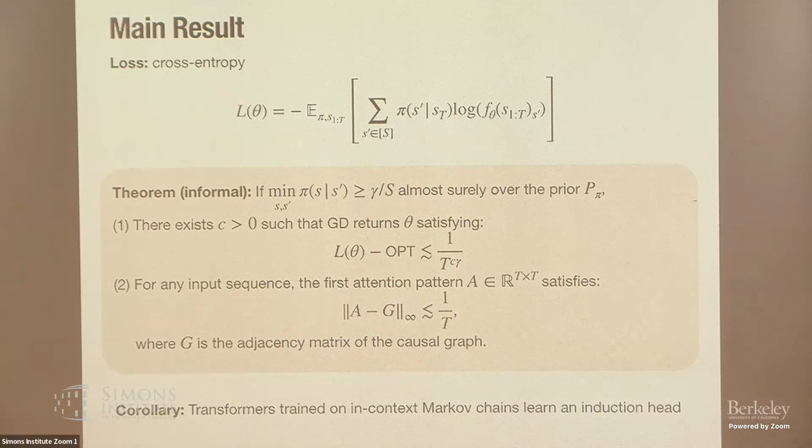So as a corollary, if you train on data generated from Markov chains, like what Anthropic did, you would learn that this first attention would be 1 on the off diagonals, the adjacency of the chain graph.